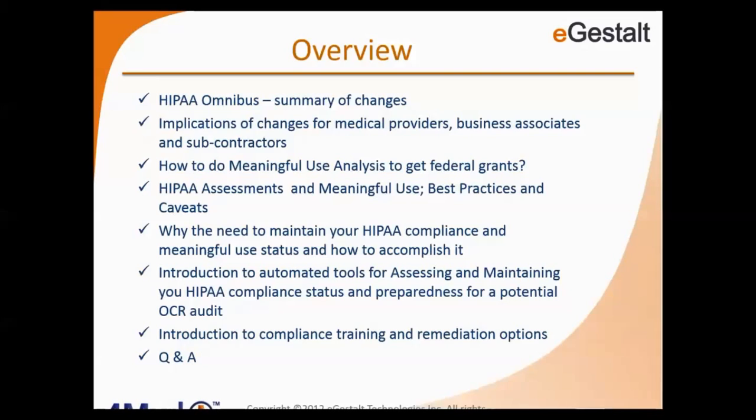And then at the end, we'll talk about some of the automated tools for security and compliance management, which will help achieve HIPAA compliance and achieve meaningful use attestation, and how do you maintain your status from a HIPAA compliance and meaningful use perspective using the automation tool. And then we'll also talk about some of the training and remediation options that are required by HIPAA and are available out there. And at the end, we'll have Q&A to go through any questions that you might have.